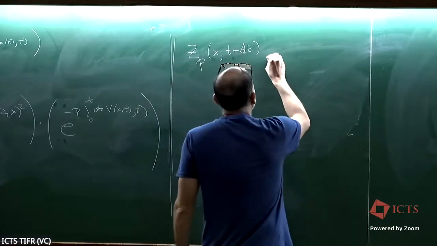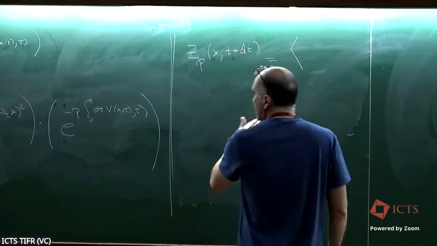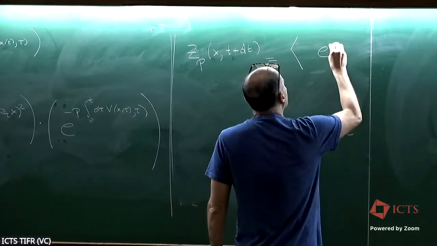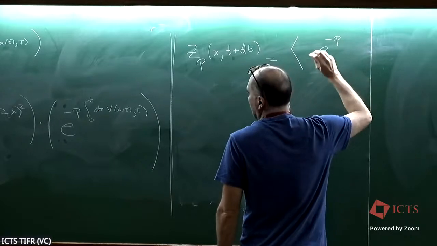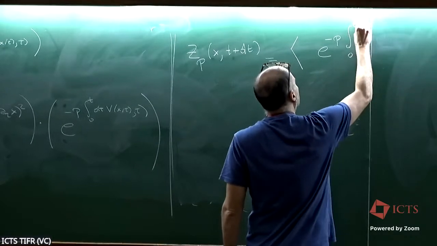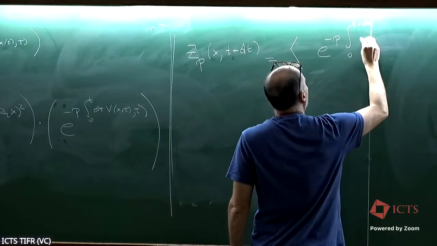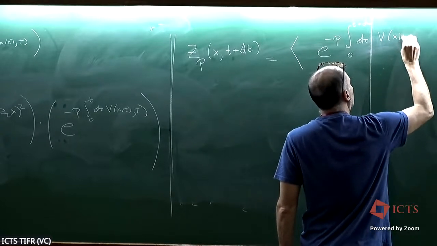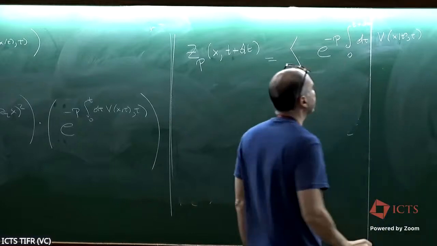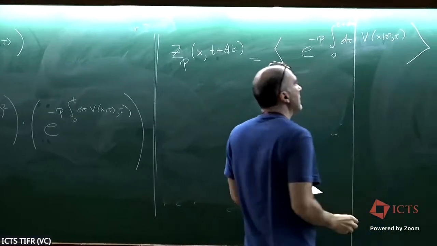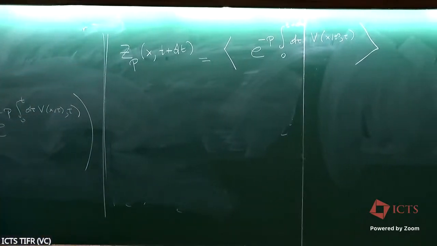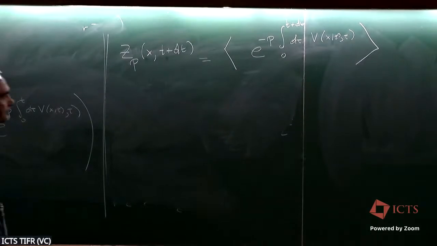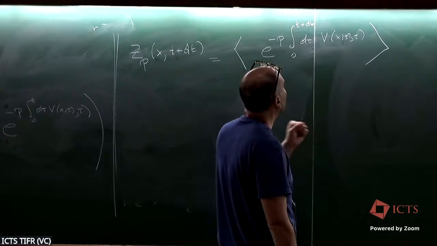And so I use this symbol for this part. So I have exponential minus p integral from 0 to t plus dt of d tau V(x(tau)). So now this average means this integral, but now here there is t plus dt, with the weight of the Brownian motion.